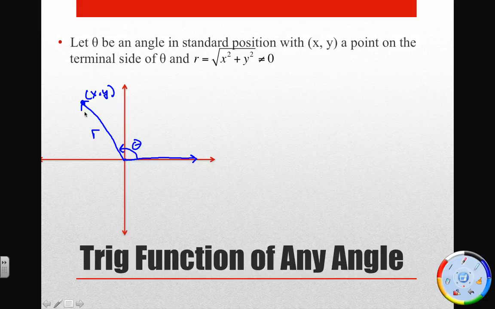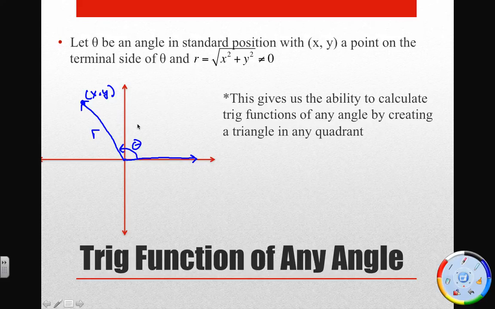And we use r because it's kind of like a radius of a circle that we could determine from this. What this does is give us the ability to calculate trig functions of any angles by creating a triangle in any quadrant. So what I can do right here is create this triangle, and it becomes a right triangle. This is my x direction, and this is my y direction. And I can do this in any quadrant.